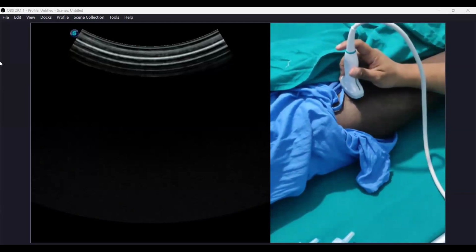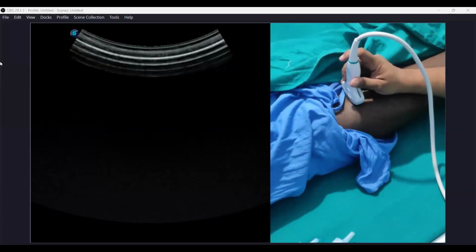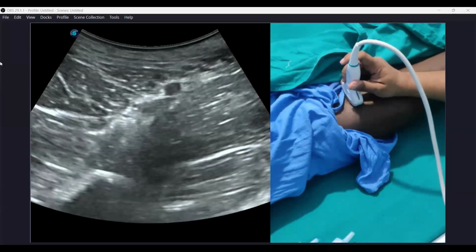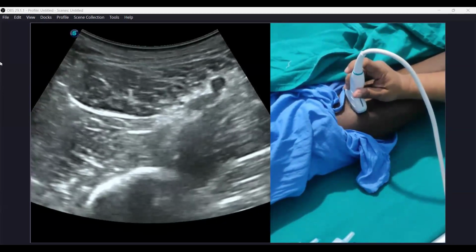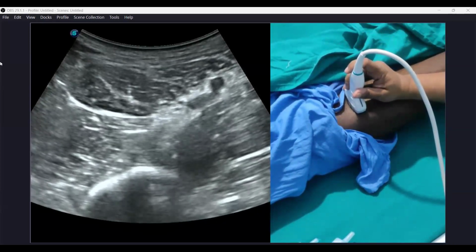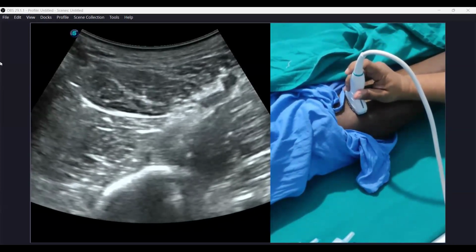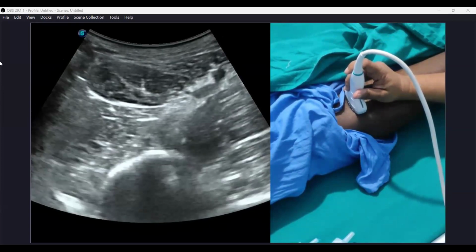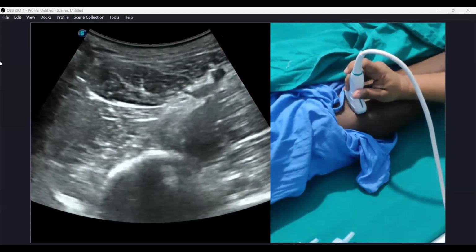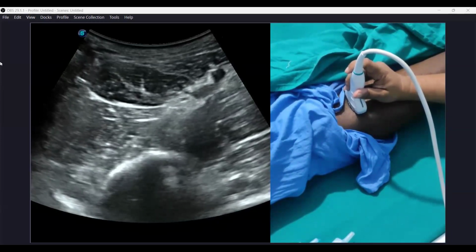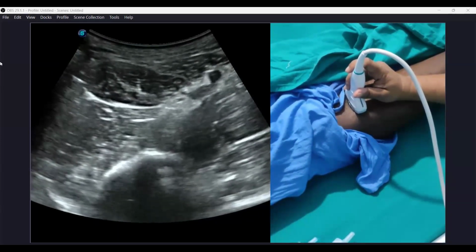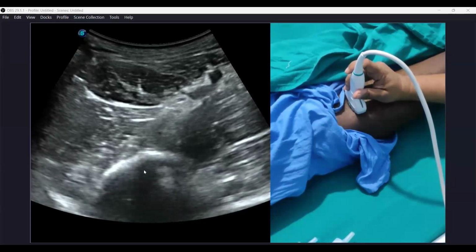So now I am just holding the probe like this and unfreeze. We have to first identify the bony structure. One bone we can see. I am slightly increasing the depth and slightly reducing the gain. So we can see one bone here, and definitely it is the femoral shaft in cross section.